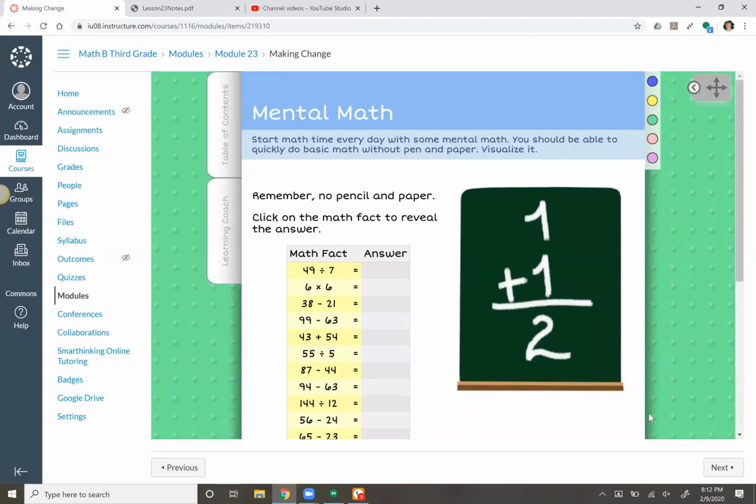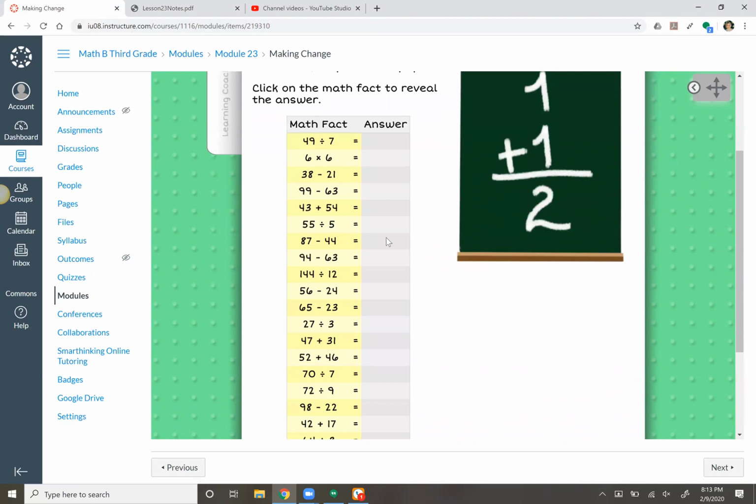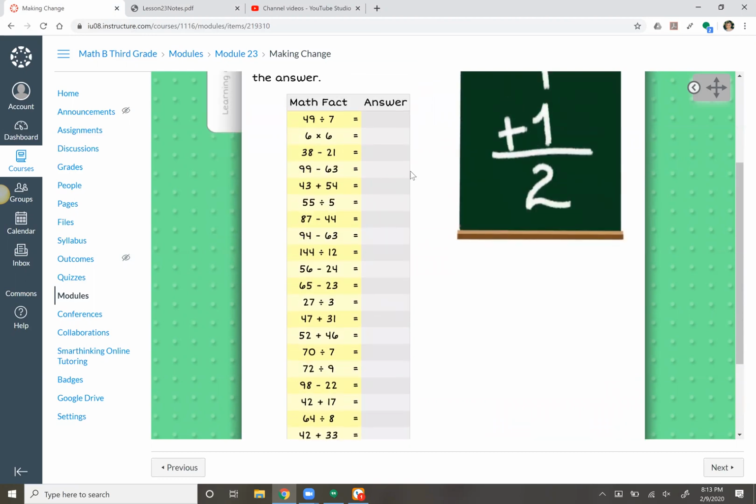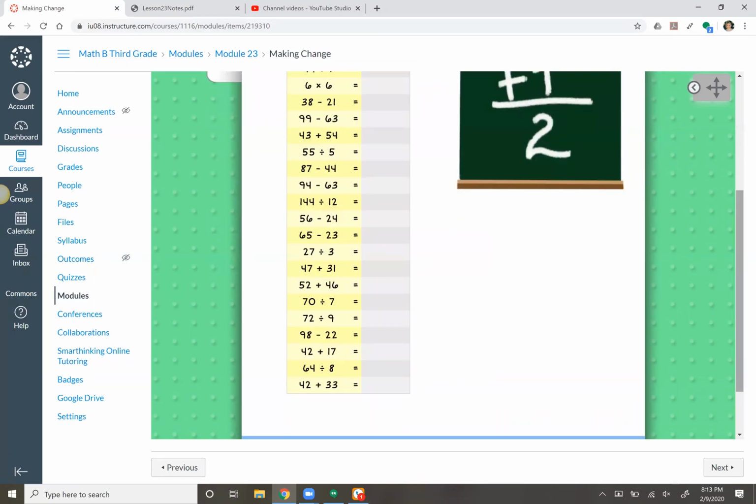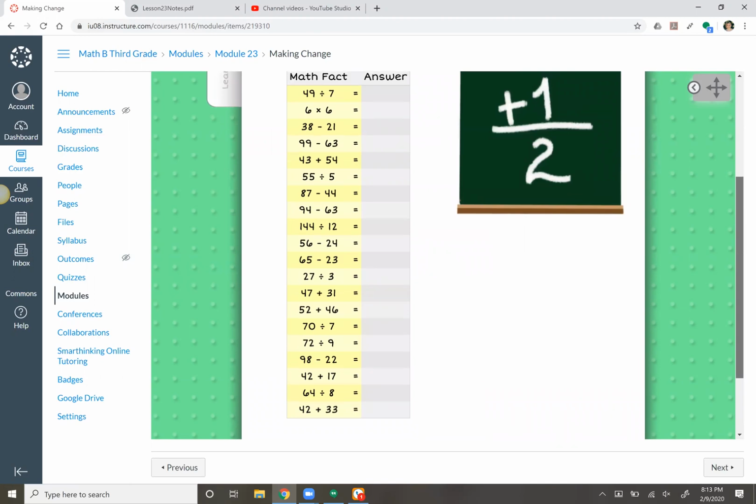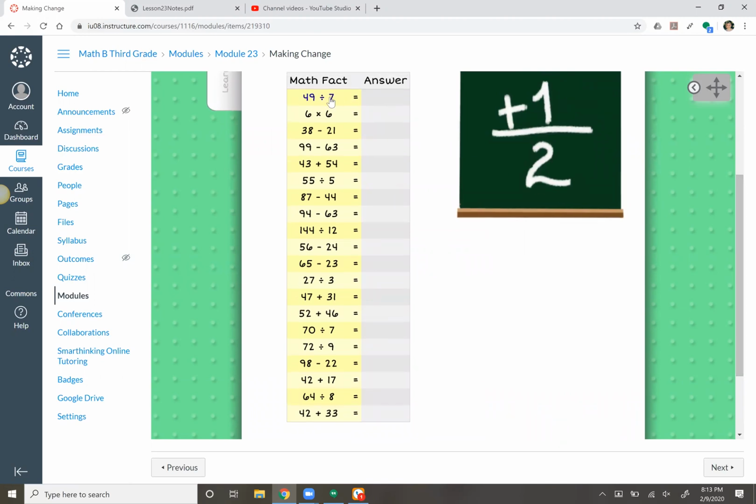And now we're going to start with some mental math to get our brain moving. So remember, no paper, no pencil, just try to do it in your head and then click the fact to see if you get it right. So pause me and then come back whenever you are done. And remember, you just have to click on the fact to get the answer.